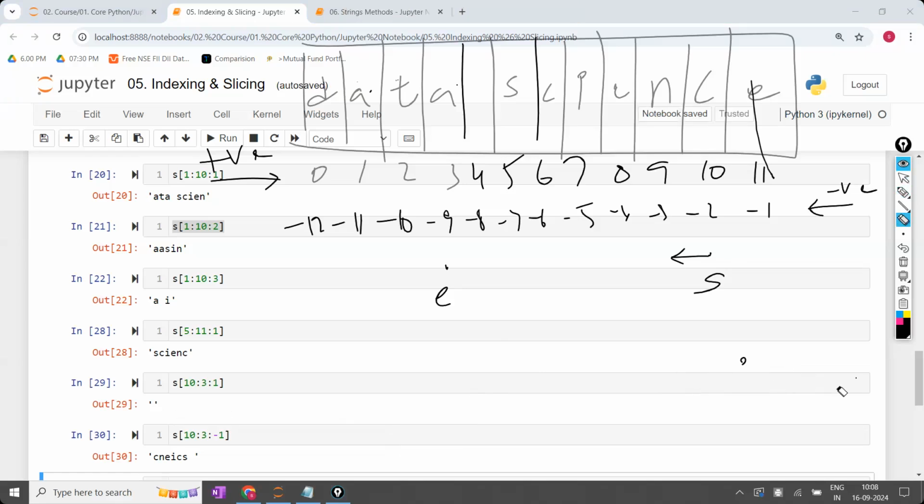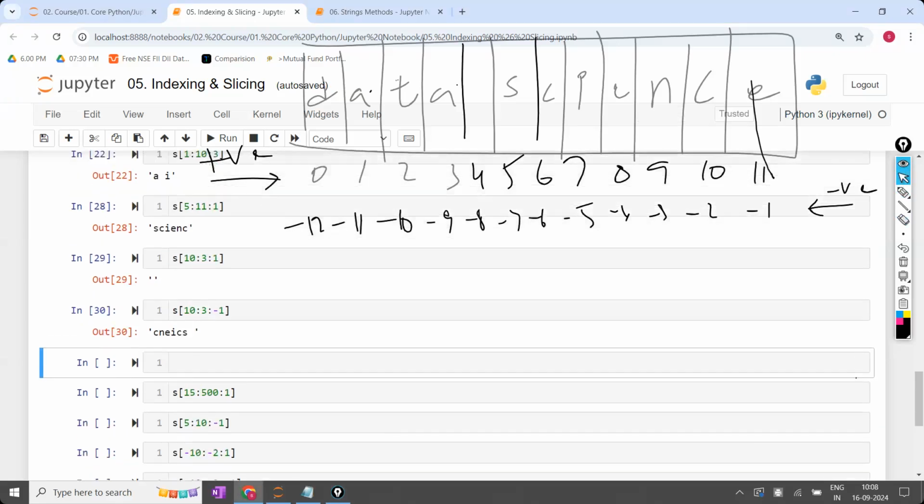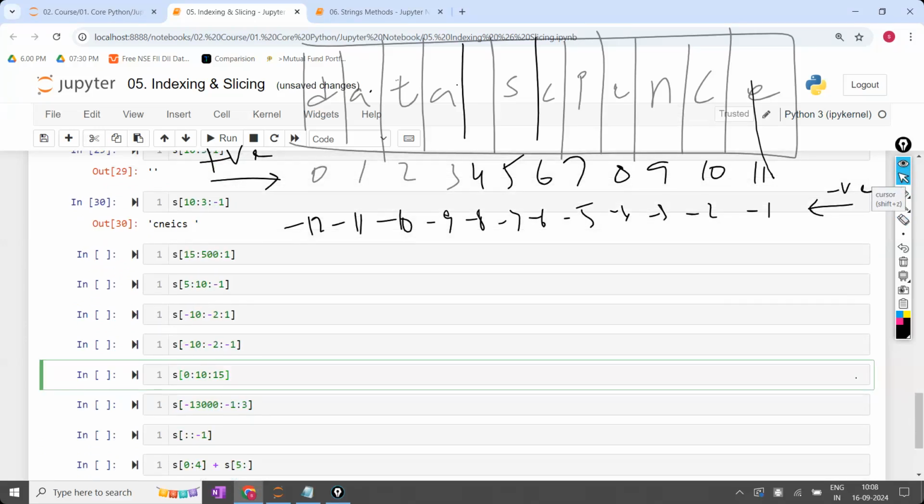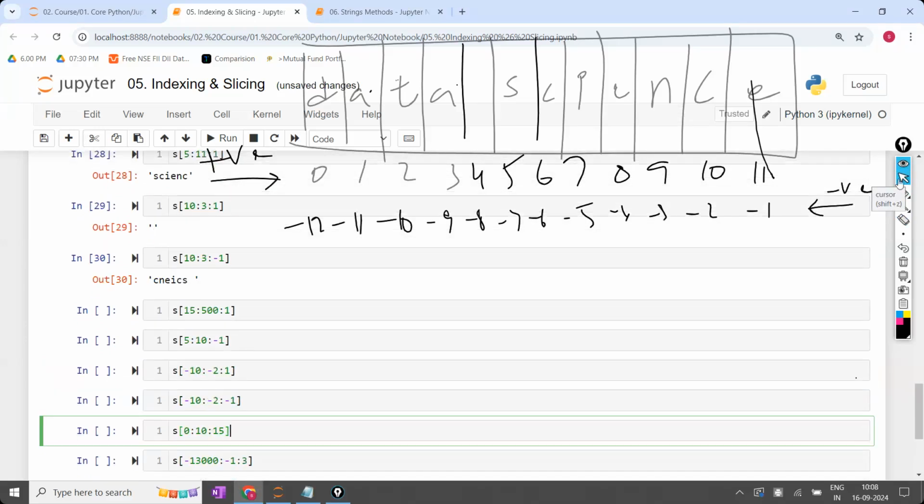Now you have to tell me the answer. I want the correct answer now. Till now I have explained all the examples. Now based on this, you tell me the answers of these. First one, second one, third one, fourth one, fifth one. Till this, I want all the answers one by one. Start. I want the correct answers. Write in the notes.